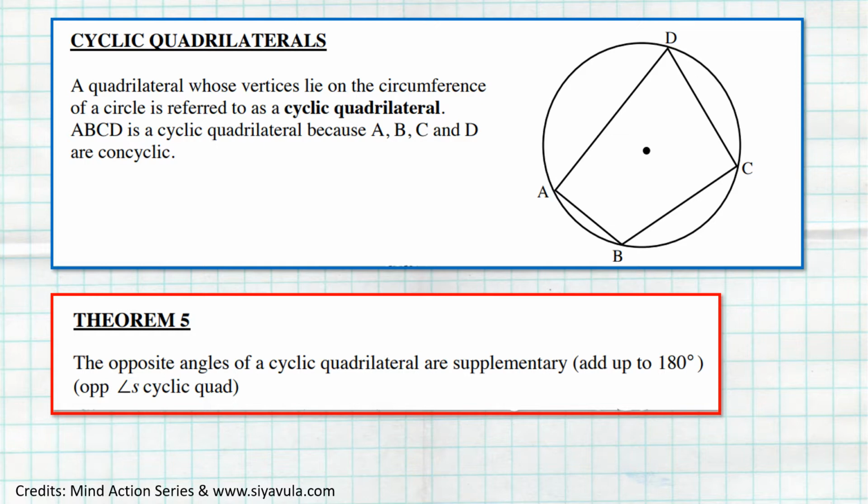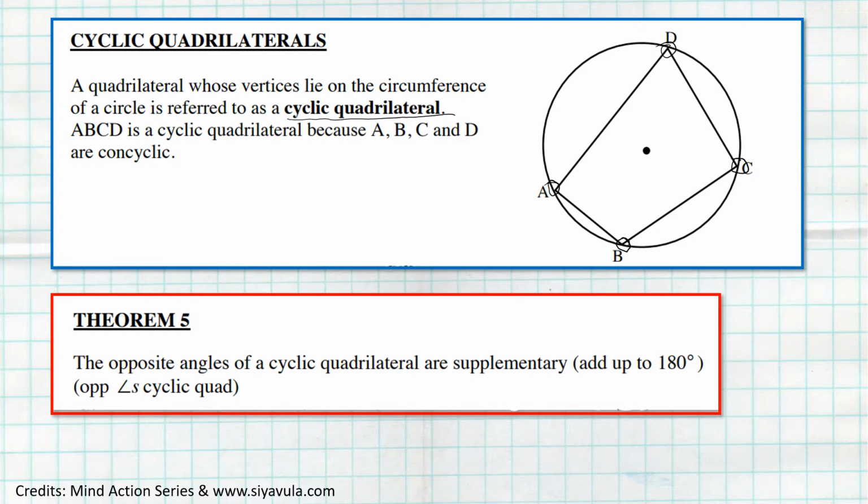A cyclic quadrilateral is simply a quadrilateral whose vertices lie on the circumference. As you can see, our point A is on the circumference, point B on the circumference, C and D also on the circumference. So that one is referred to as a cyclic quadrilateral. In other words, we can say ABCD is a cyclic quadrilateral because A, B, C, and D are concyclic. That is, they lie on the circumference of the circle.